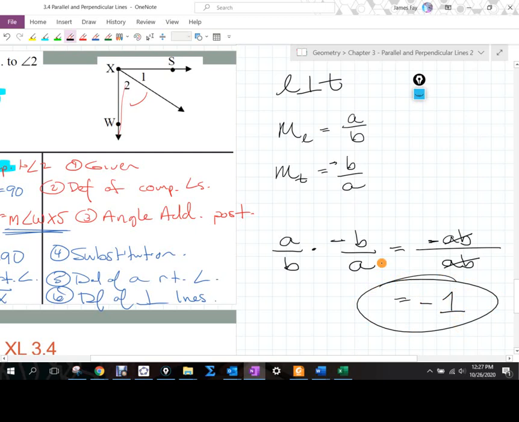Okay? So if they ask you algebraically, are these two lines perpendicular? If you multiply their slopes and get -1, then they are. If you multiply their slopes and you don't get -1, then they just intersect and they are not necessarily perpendicular. Does that kind of make sense?